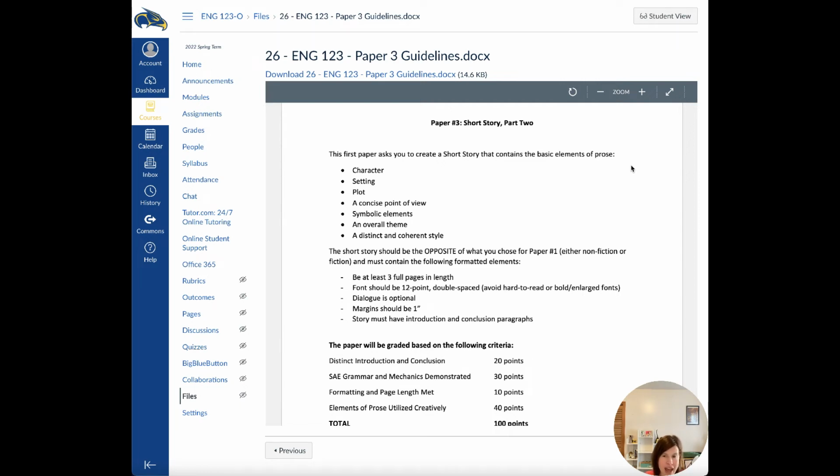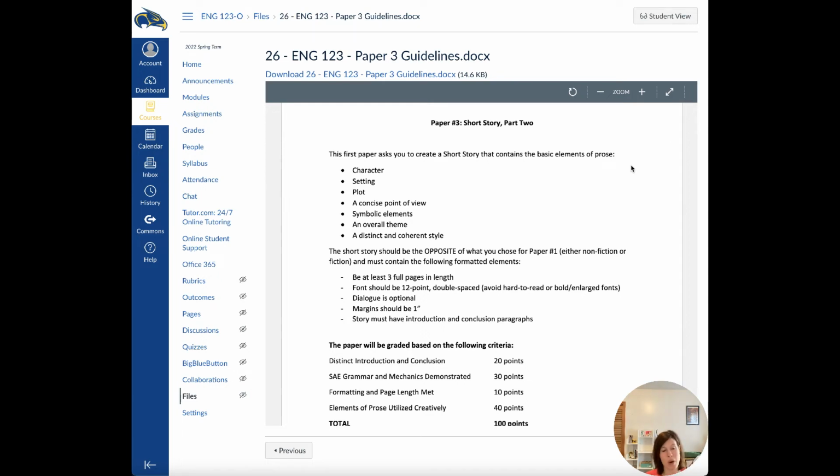So you can do something like that, or you can write about a community. Back when we had the 2008 tornadoes that came through here in Southern Illinois, I had a lot of students write nonfiction stories about communities coming together, and they wrote it in the third person. So you can do something like that. But if you chose fiction for paper 1, you are going to have to do nonfiction for this paper.